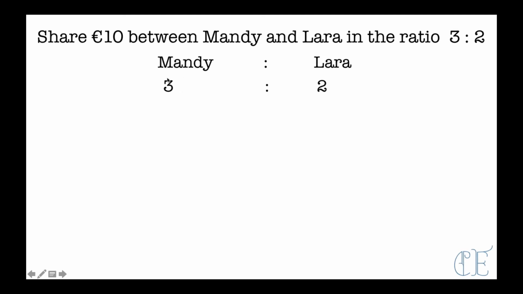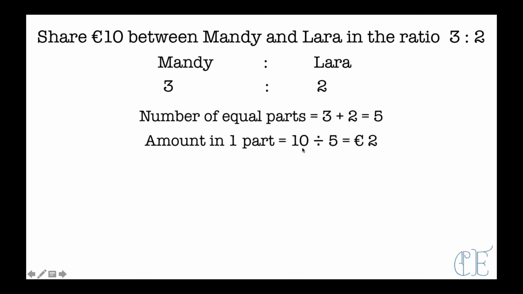Now that means that if Mandy has 3 parts and Lara has 2, then altogether there are 5 parts, because we have to add them together to tell us how many parts there are. So we could say that Mandy's got 3 boxes and Lara's got 2 boxes, and altogether there's 5 boxes, and we need to share the €10 out into these 5 boxes to know how much goes into one of them. So €10 divided by 5 gives us €2. That means that if Mandy's got 3 boxes, €2 will go in all 3 of those boxes, and Lara will have €2 in her 2 boxes.